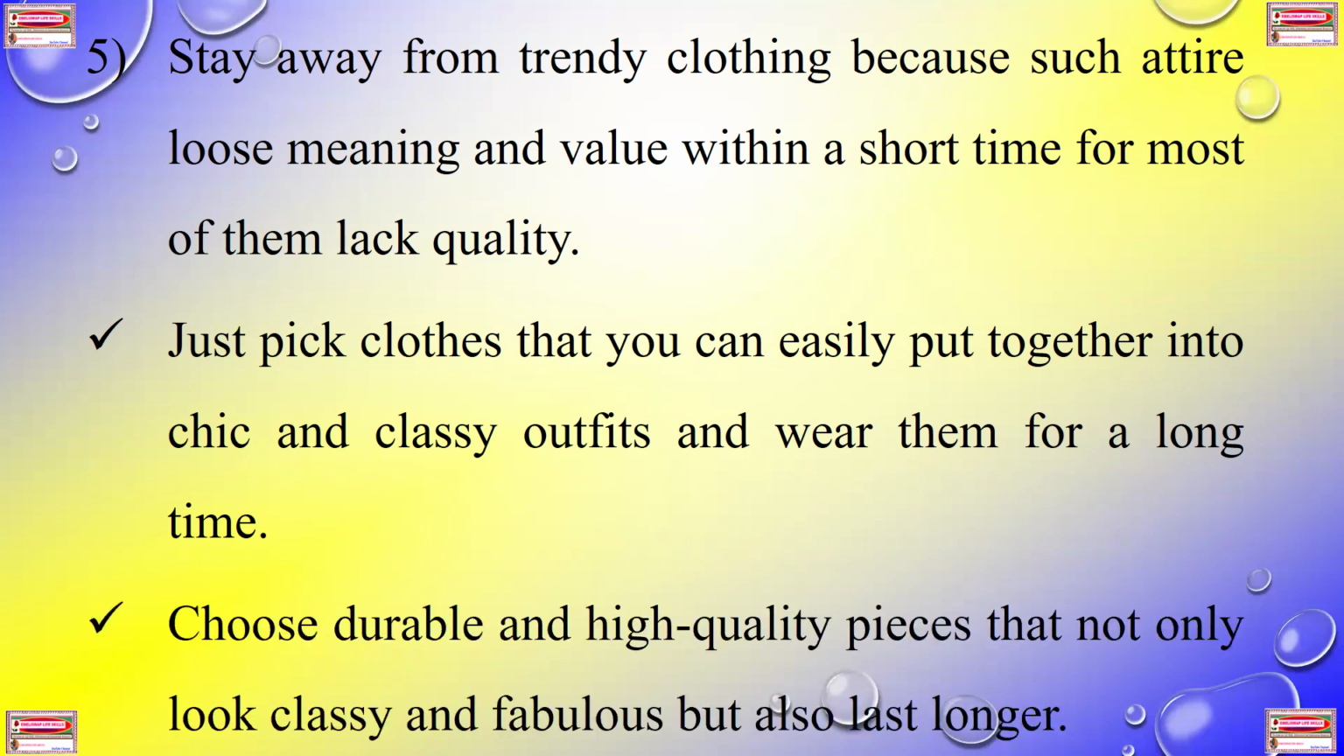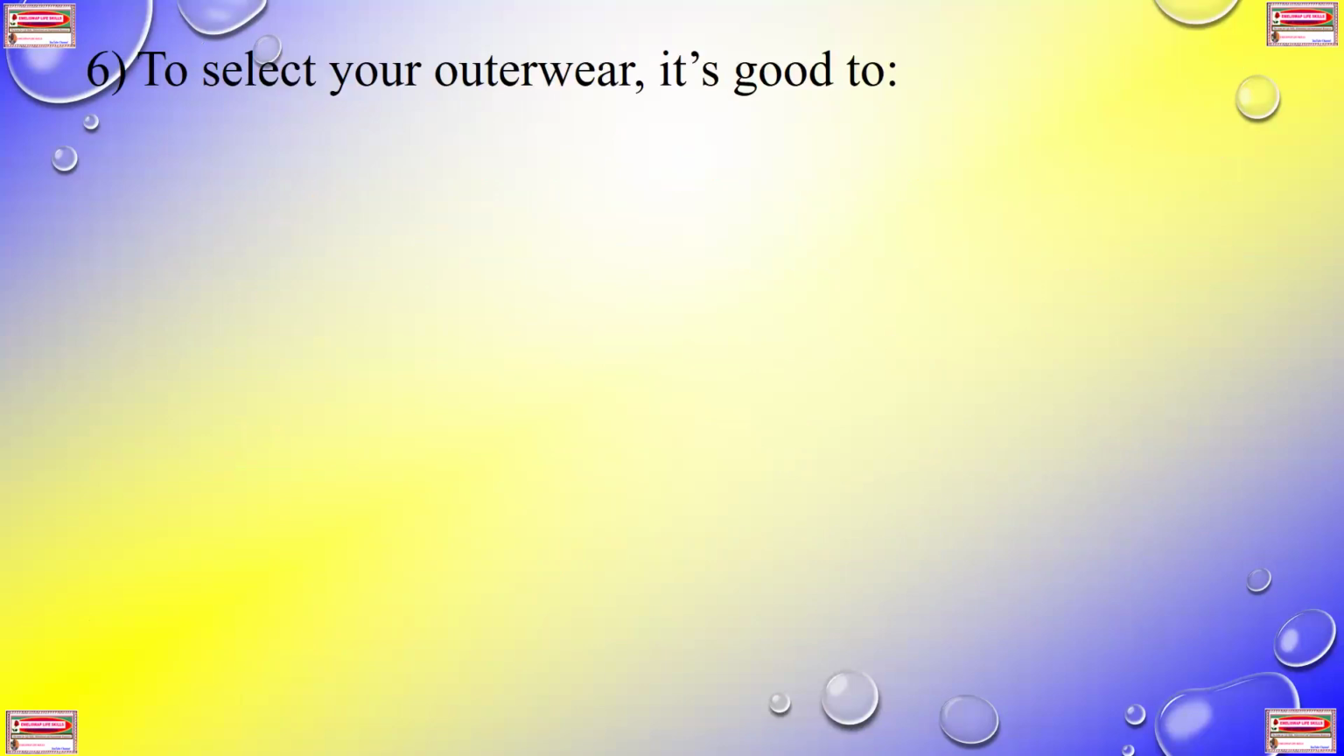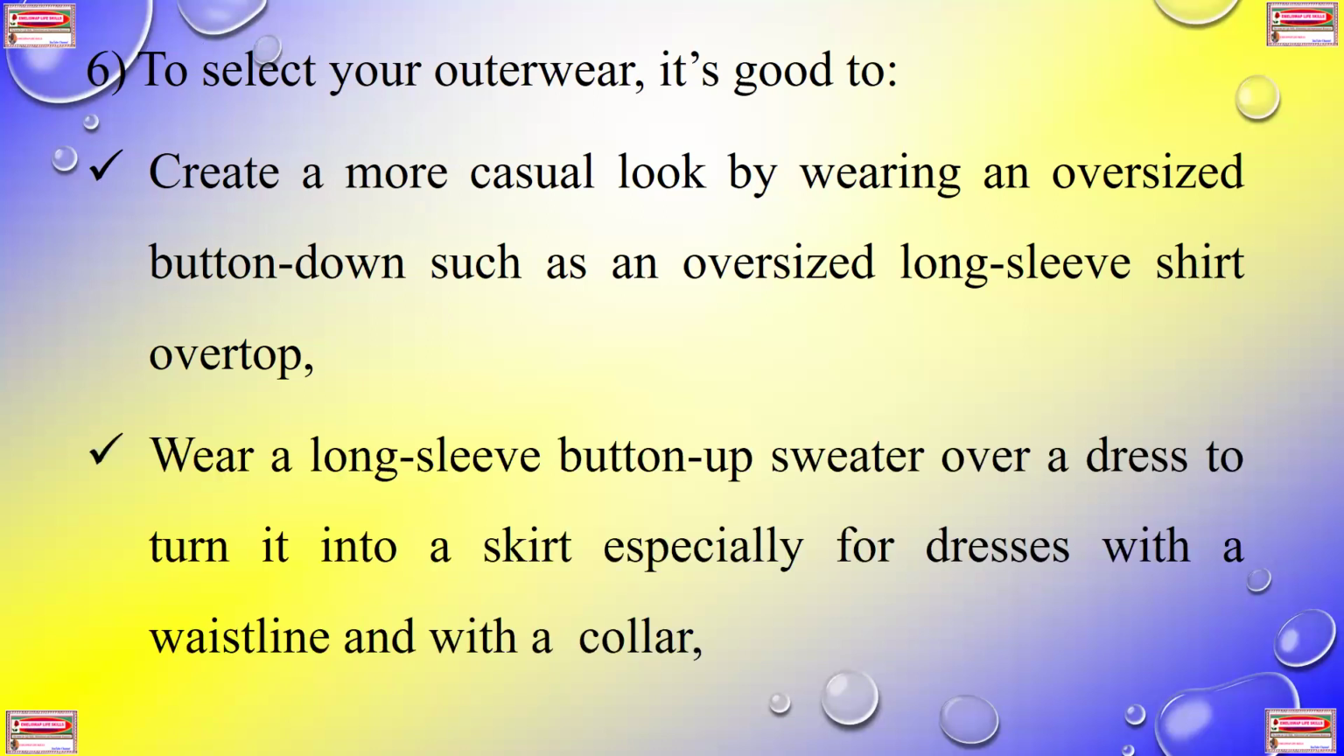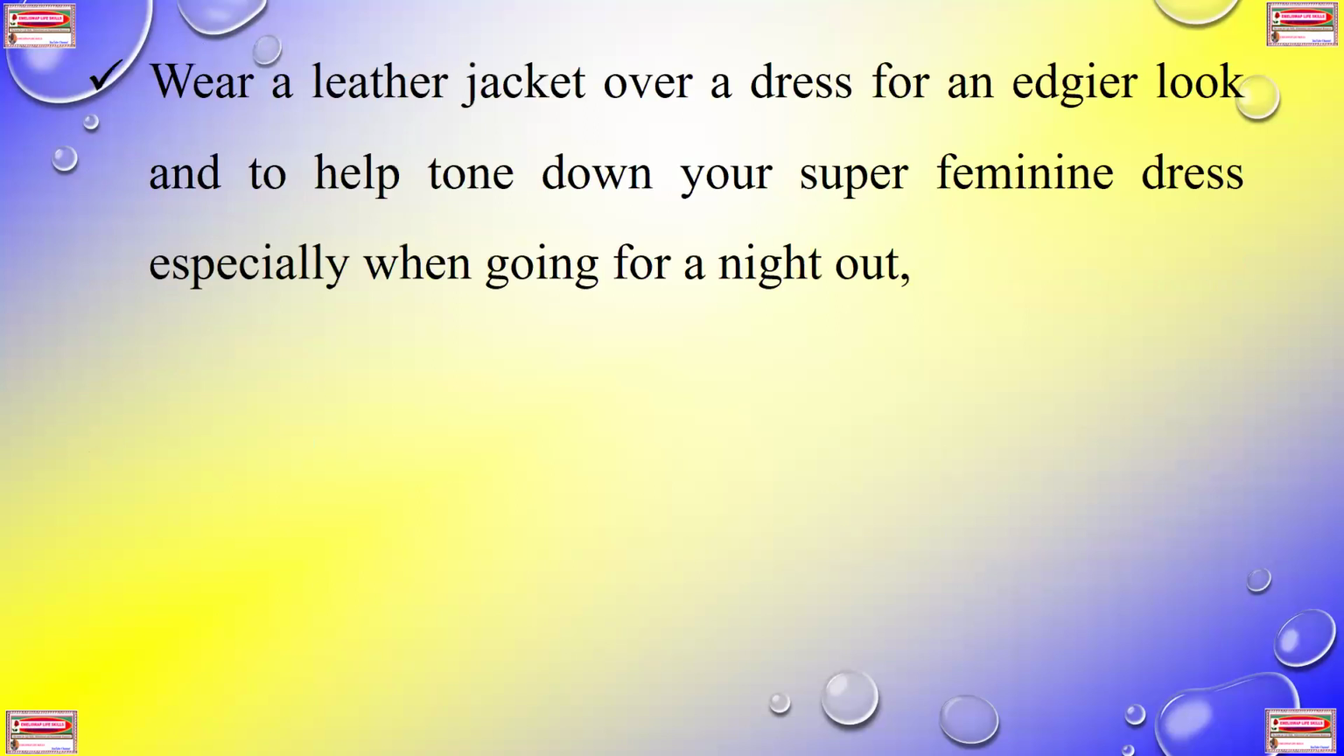Choose durable and high quality pieces that do not only look classy and fabulous, but also last longer. Number six, to select your outerwear, it is good to, number one, create a more casual look by wearing an oversized button down, such as an oversized long sleeve shirt over top. Secondly, or number two, wear a long sleeve button up sweater over a dress to turn it into a skirt, especially for dresses with a waistline and with a collar.